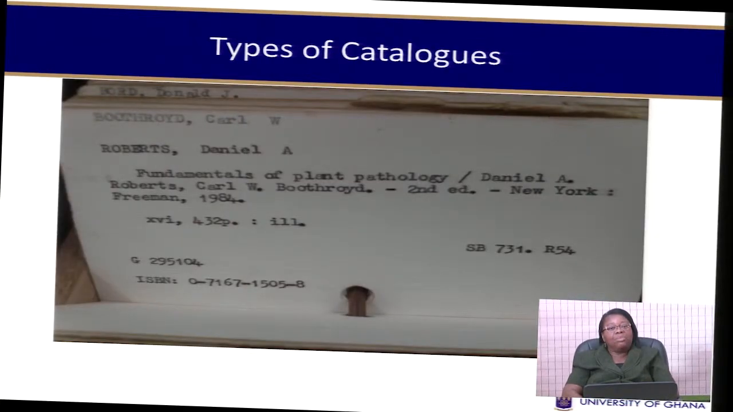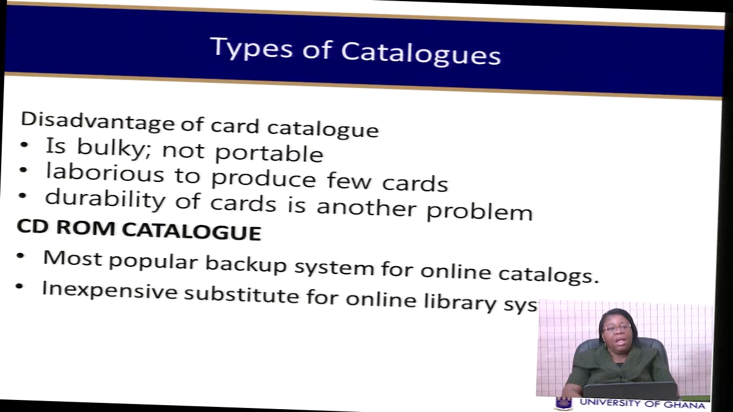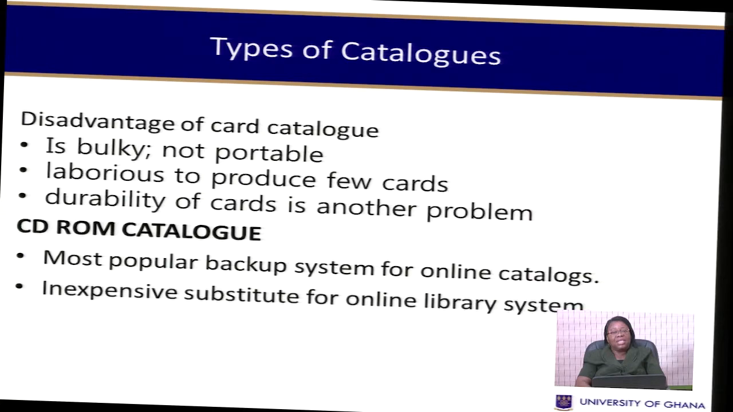And this is an example of a typical card entry where you have the heading, where you have the author's name and the title and everything given to you. Now, most of these catalogs have advantages and disadvantages. And you know from the card catalog, that big bulky thing, it is a clear disadvantage because it occupies a lot of space. We also have the CD-ROM catalog.